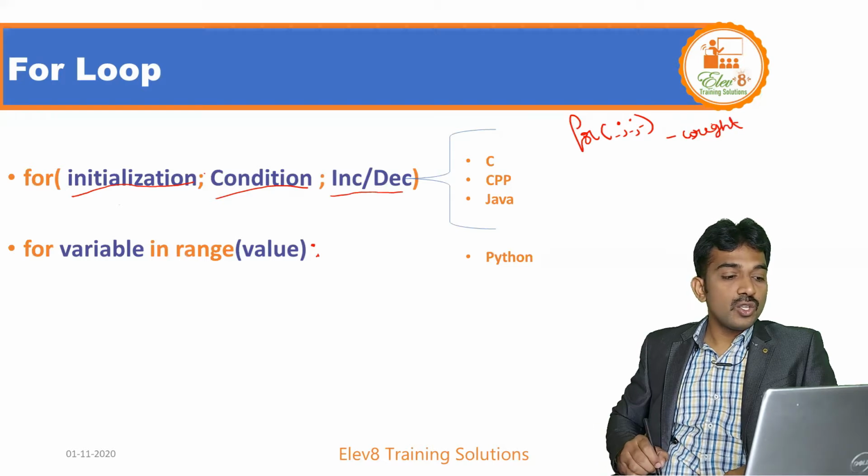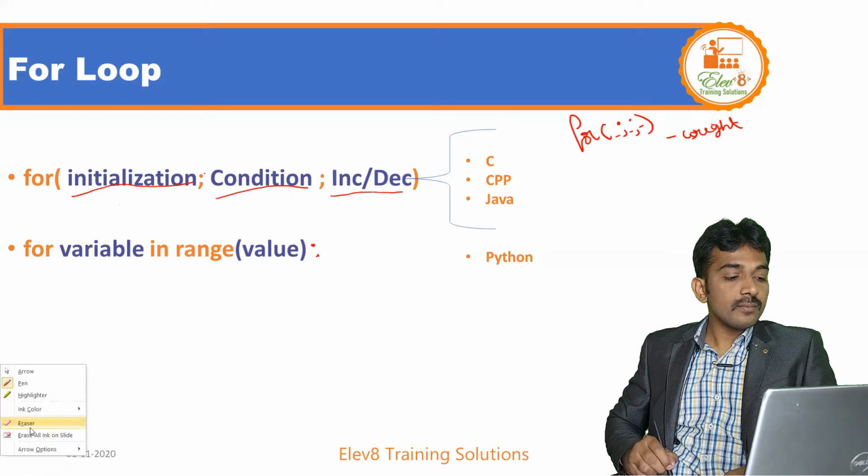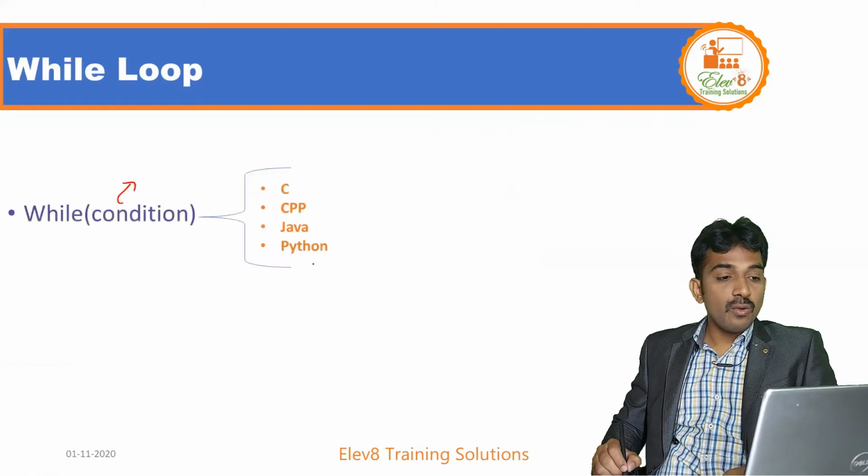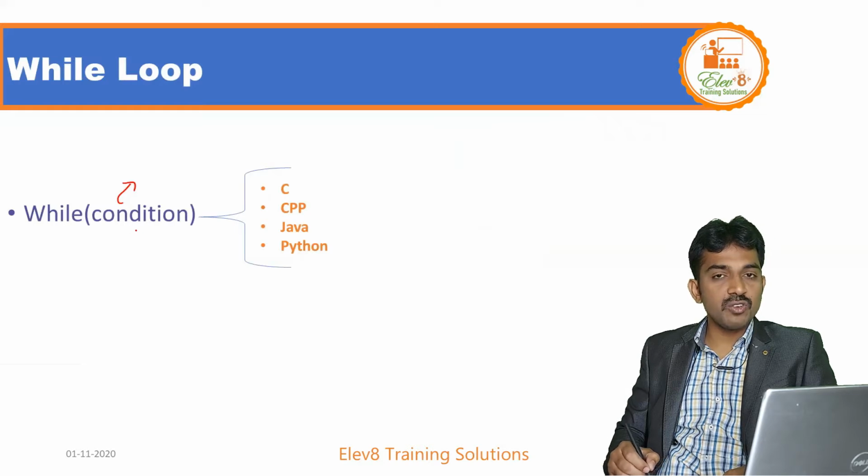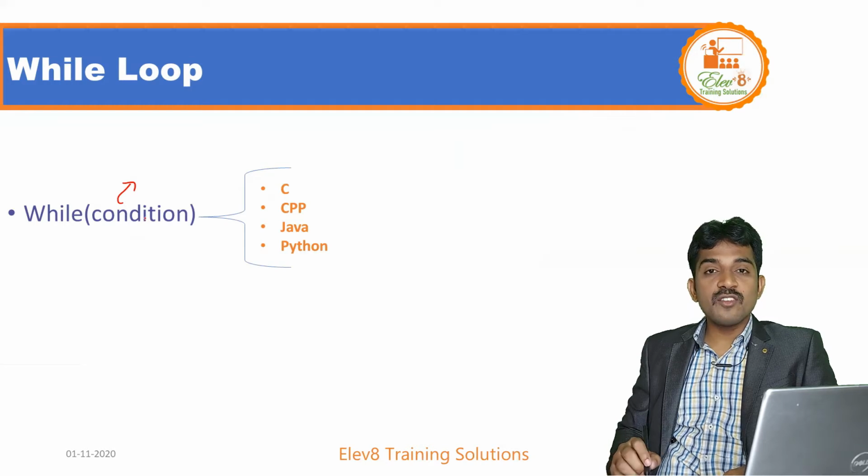Is this clear? Coming to the while loop, it has only one condition. If the condition is true, it executes. Otherwise, it doesn't execute. But what is the difference? Where do you need to use the for loop and where do you need to use the while loop?